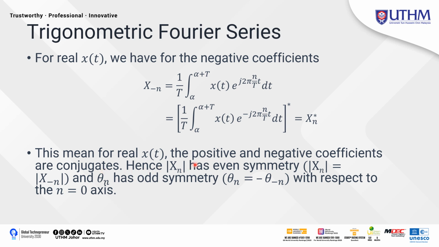Besides, it is even symmetric in magnitude. The magnitude of this coefficient is the same for both positive and negative frequency. So the modulus of xn equals the modulus of x negative n. However, it is odd symmetry in phase. So this means that if the angle for the positive frequency is theta n, then the angle for the negative frequency is the opposite, negative theta n.